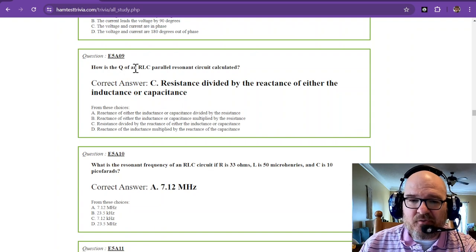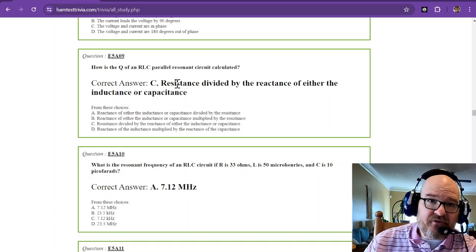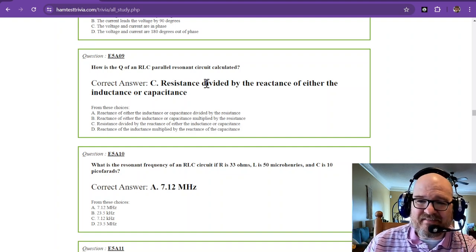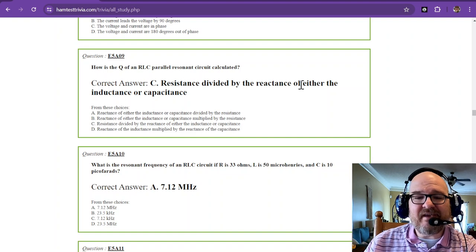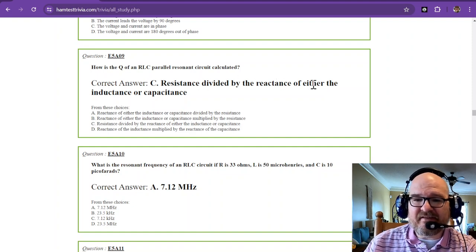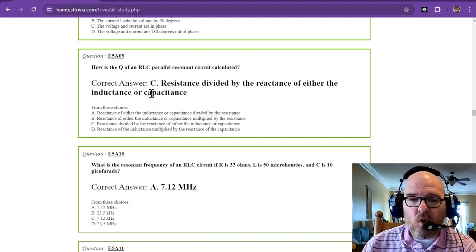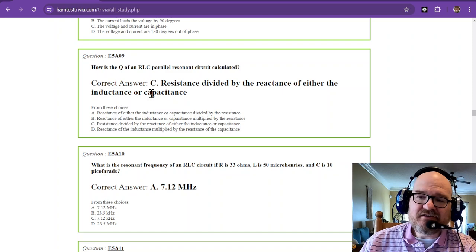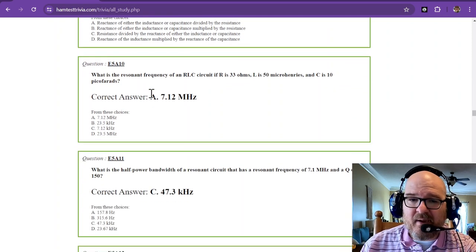How is the Q of an RLC parallel resonant circuit calculated? This is something else you want to remember. It is resistance divided by the reactance of either the inductance or capacitance. So resistance divided by the reactance of either the inductance or capacitance. Just something else you probably need to remember.